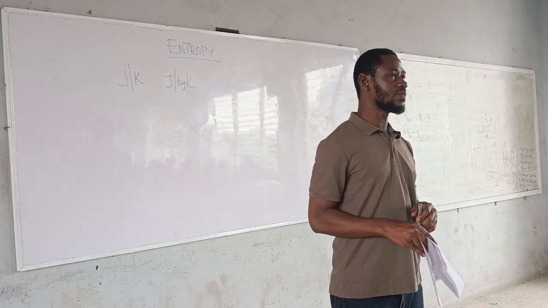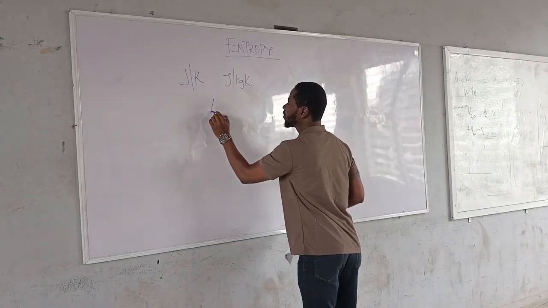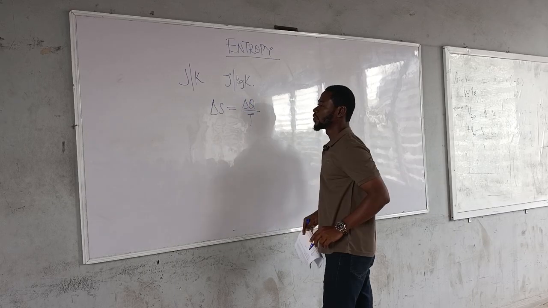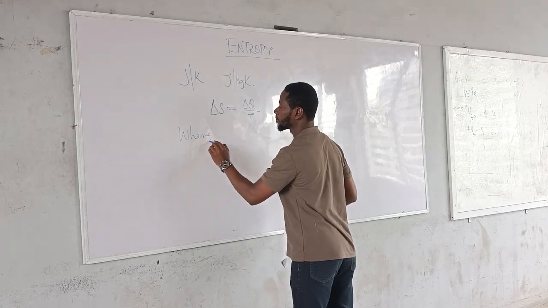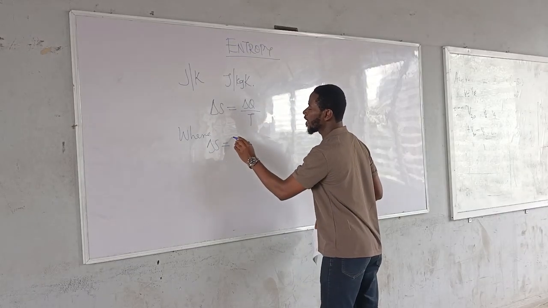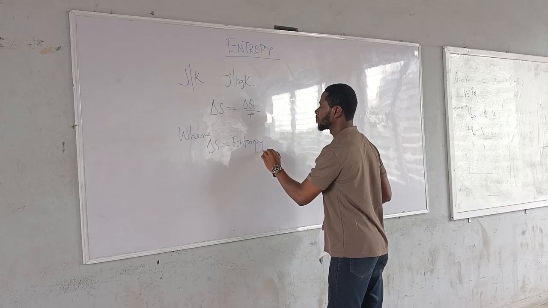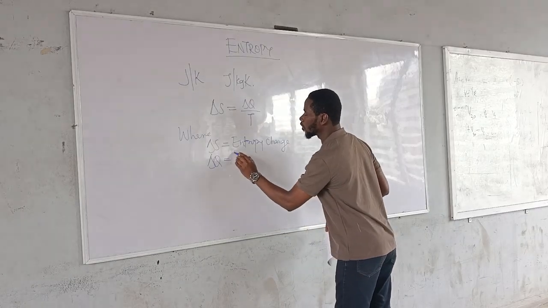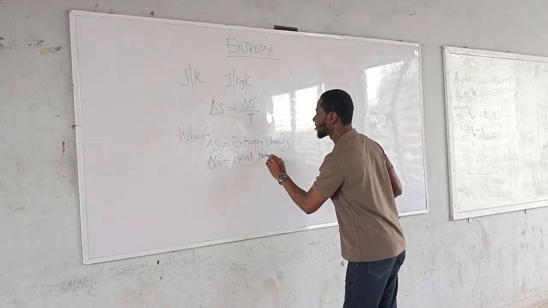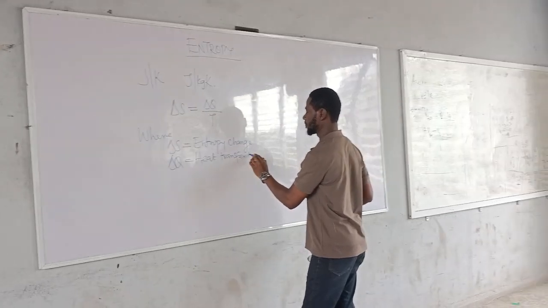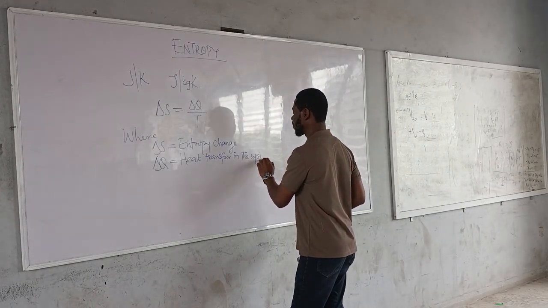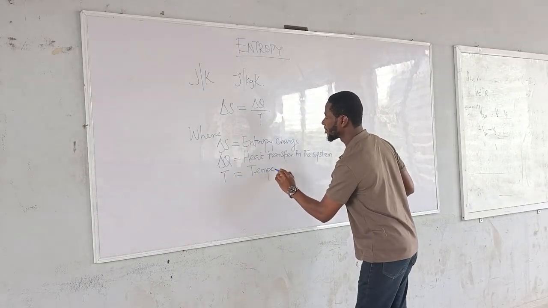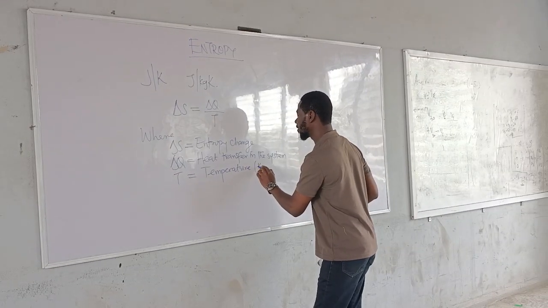Entropy can be expressed in the mathematical form as change in S equals change in Q over T, where change in S is defined as the entropy change, Q is the amount of heat transfer in the system, and T is defined as the temperature in Kelvin.